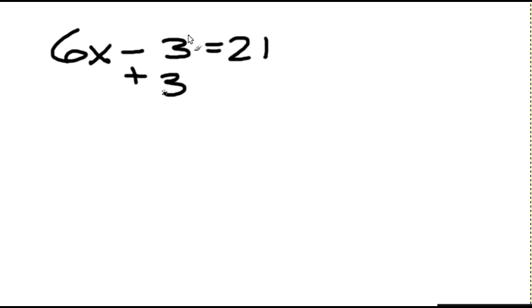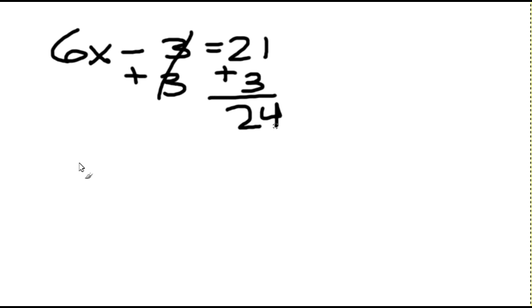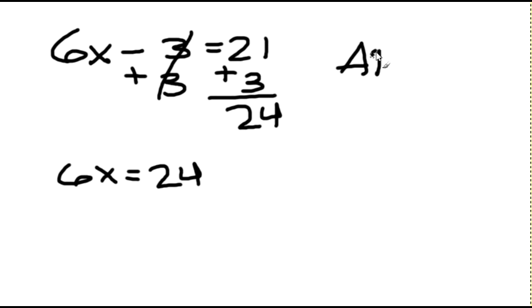So now those 3 cancel out because a negative 3 and a positive 3 equals 0. And then you add 3 to the other side of the equation, and you get 24. So now you are left with 6x is equal to 24. And that was the addition property of equality.